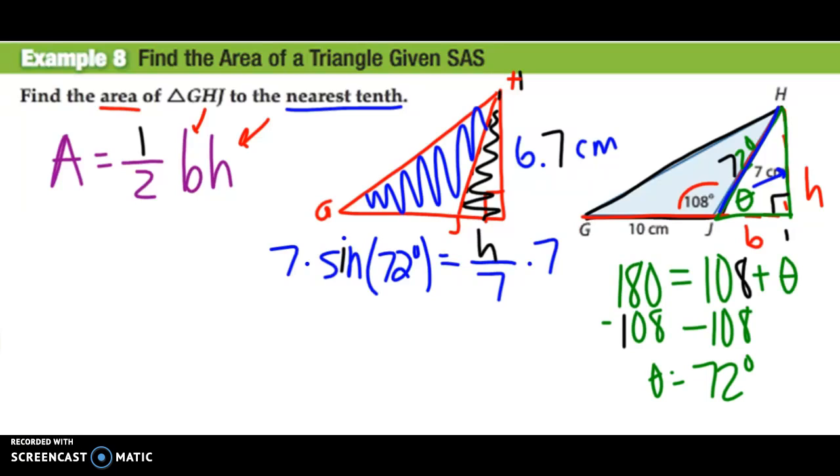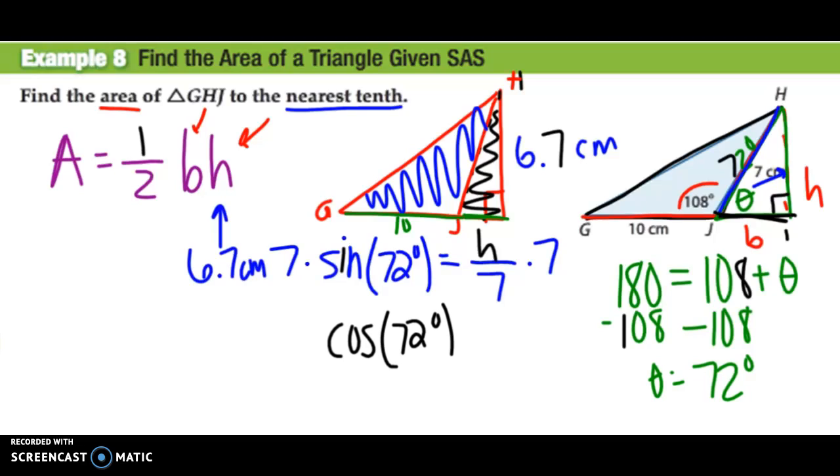So now we know our H. Right here, this is going to be 6.7 centimeters. Then we have to find the base. We know that this portion of the base right here is 10, but what we don't know is this portion right here. Again, we're very fluent in our trig ratios. From that angle, that 72 degrees that we found, that's going to be the adjacent side over the hypotenuse, which in our case is a cosine. So cosine of 72 degrees is equal to the adjacent side, this little b, over 7. Again, I solve it the same way.